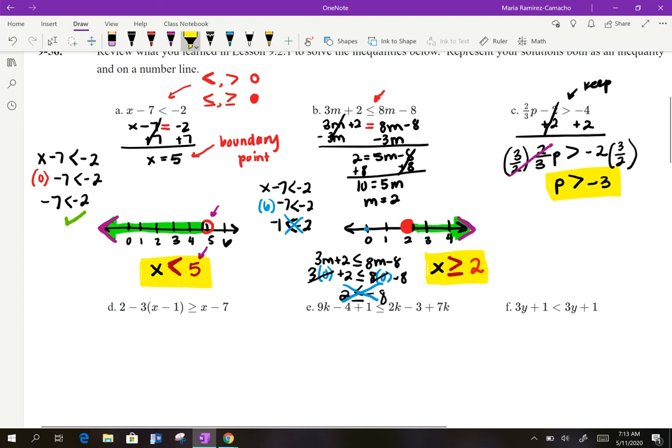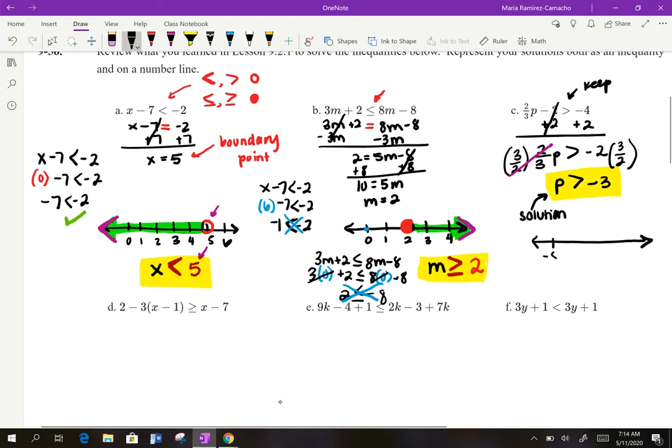Also, I'm just realizing that I wrote x instead of m in part B. Let me just fix that really quick. Not that it matters too much, but just to be consistent. So this is actually our solution, which is nice. That just means that I have to do my number line, and I have my solution as an inequality and represented on a number line.